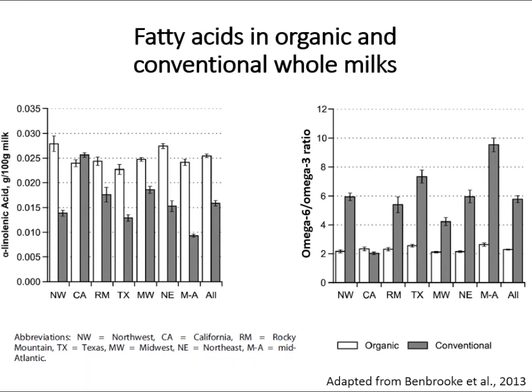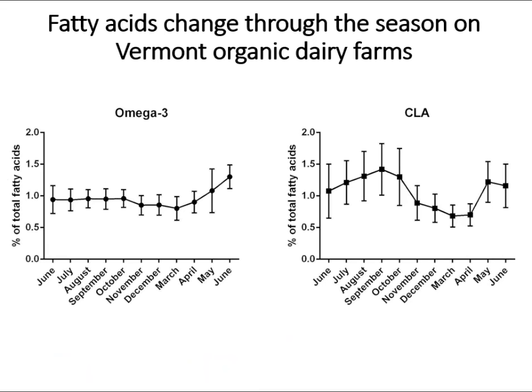So that just goes to show you that a conventional farmer, if they're including a lot of fresh pasture in the diet, can achieve the amount of omega-3s that an organic producer has. So we did some research in Vermont on some organic dairy herds, looking at the amount of omega-3 and CLAs in milk fat throughout the season.